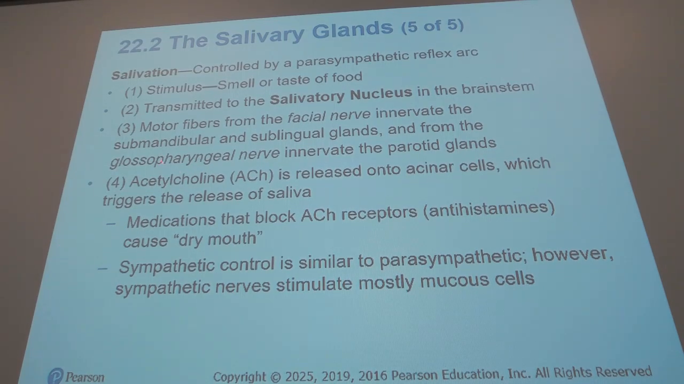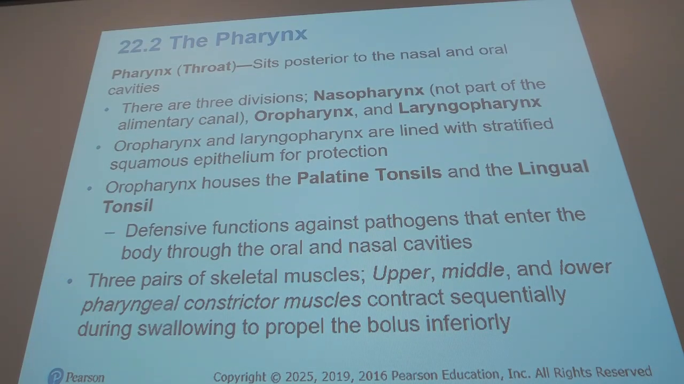So these other nerves stimulate the submandibular and parotid glands, while the sympathetic system is going to stimulate the sublingual glands. Questions about the oral cavity?